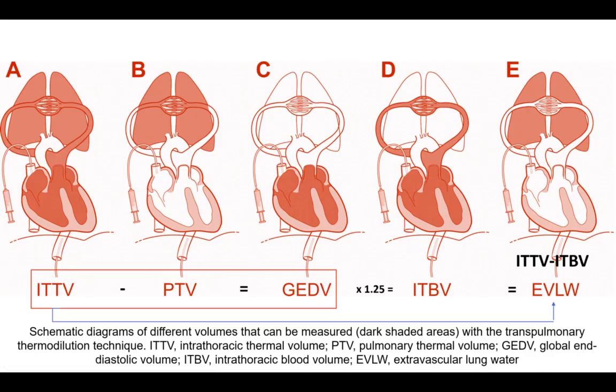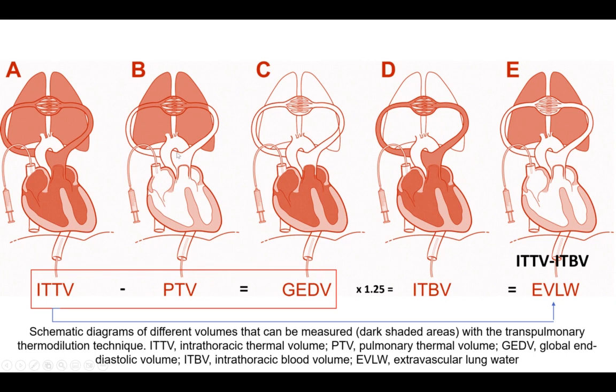And with the thermodilution method, you get parameters that include the intrathoracic thermal volume. That is the volume of all the components, starting from the right atrium, right ventricle, pulmonary circulation, lungs, all the way back to the left atrium and left ventricle. So this is everything, the whole intrathoracic thermal volume.